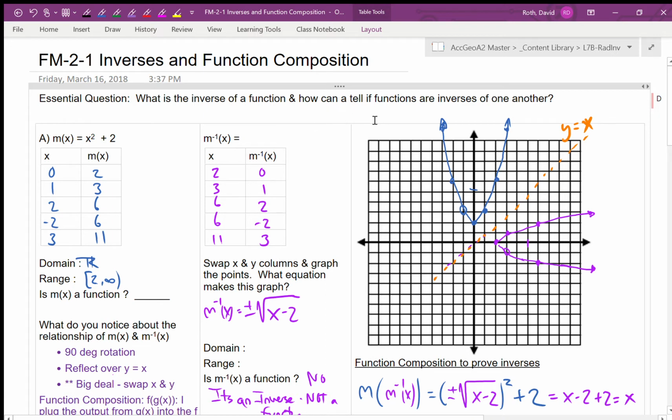In any case, I finally figured out how to get my screen recording going, so hopefully this is helpful. I'm going to go back a couple days and just talk through FM21, because inverses and function composition are a little bit different, so it might be helpful to go back and just do a summary. And this will make it quicker.